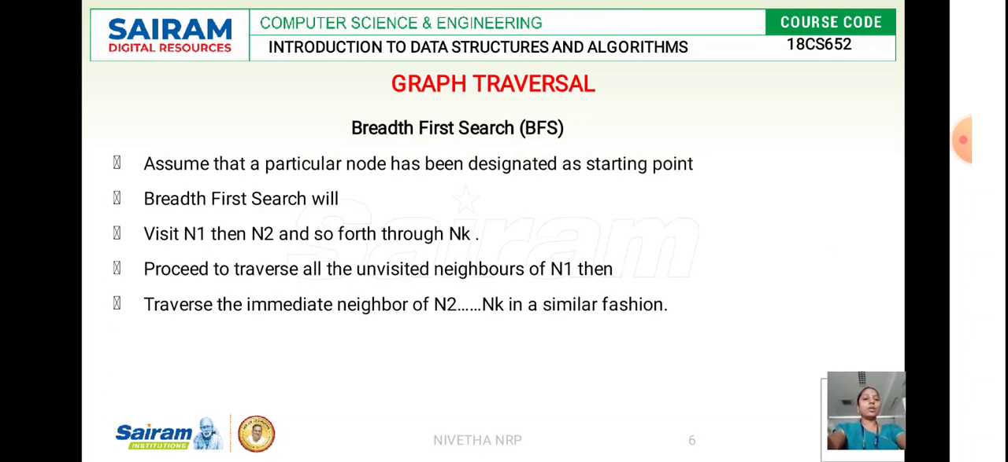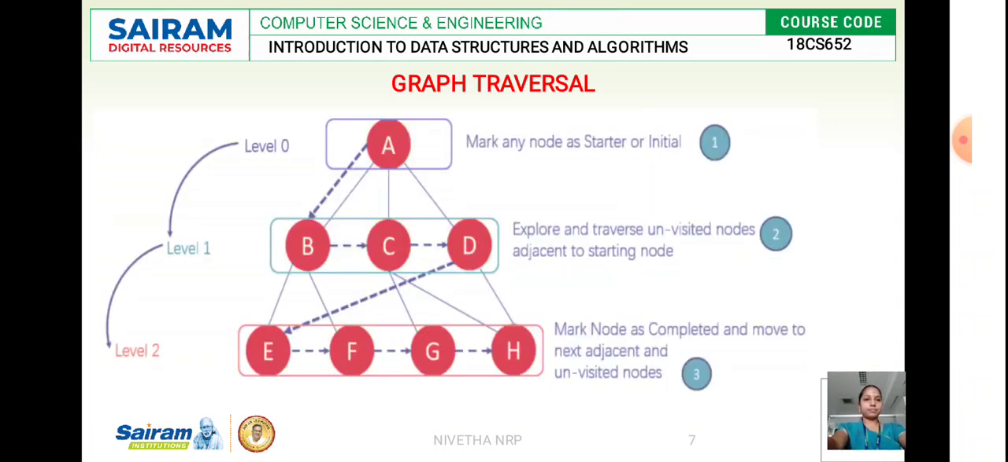Here, all your neighbor nodes will be visited first, followed by the parent nodes, followed by the children nodes. So after visiting the neighbor nodes, the child nodes will be visited in the case of BFS. See here, it is an example for BFS.